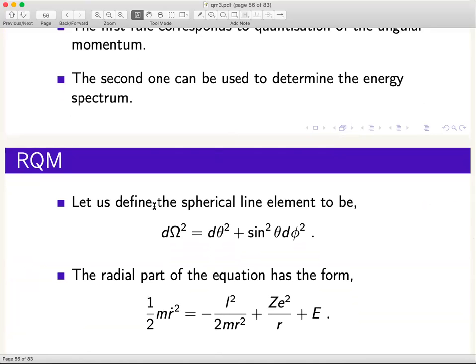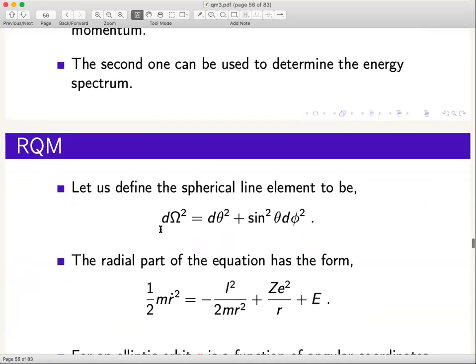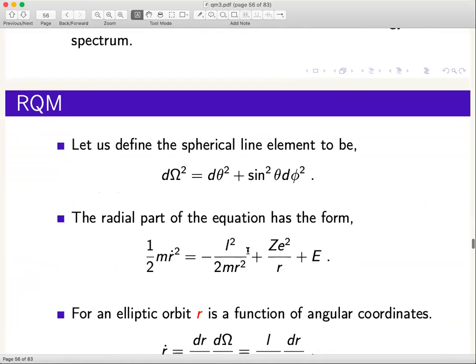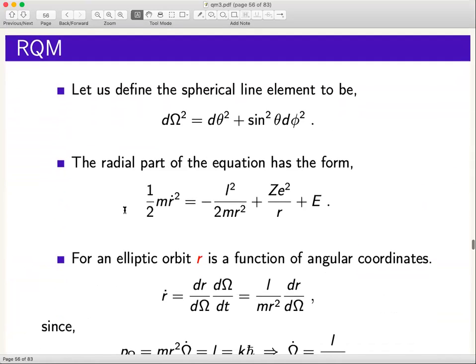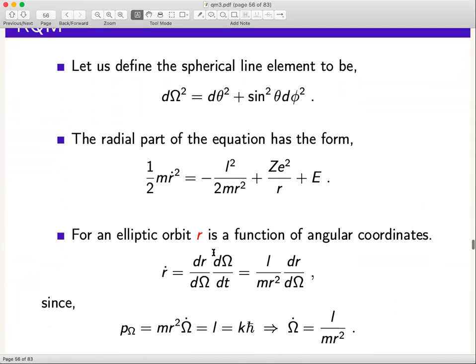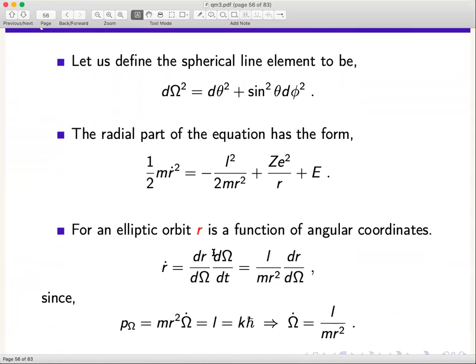Okay. So for that, he wrote down the spherical line element. This is something we did last time, but let me just repeat a bit. And the radial part of the equation was this. This is the kinetic part. This is the centrifugal piece. This is the Coulomb piece, and so on. Of course, if you have an elliptic orbit, then r is actually not an independent variable. It depends on the angle.